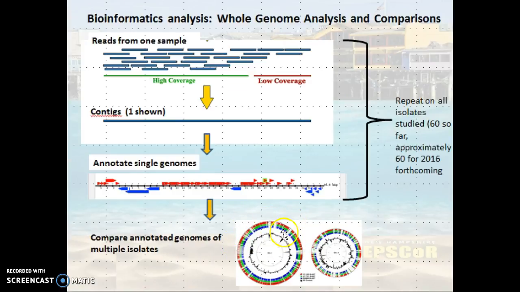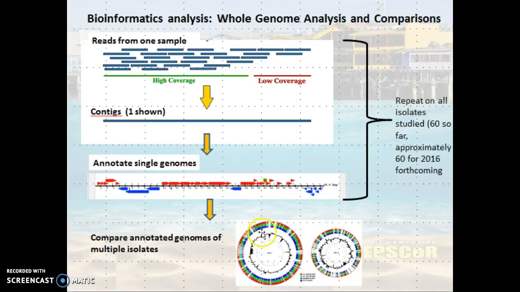So each line, blue, green, and red here, represents chromosome 1 or chromosome 2 from one particular isolate of Vibrio vulnificus. And this is from a publication. This is from previous work, not from our Great Bay Estuary work. We're not quite at that point yet. But you can see if they have common genes or different.